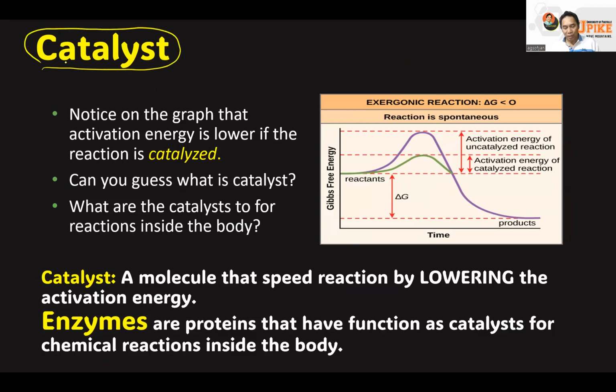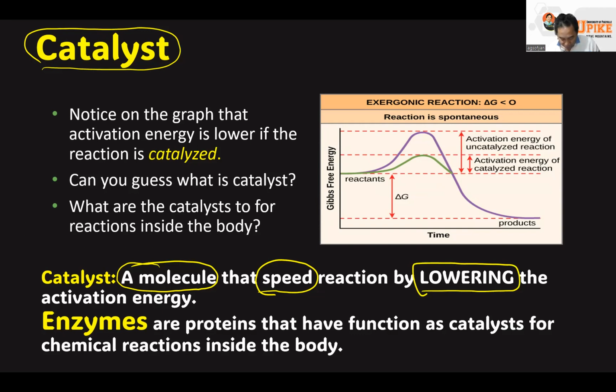So that's the thing that we need, the catalyst, and we produce a lot of catalysts in our body. So what is a catalyst? A catalyst is a molecule inside our cell or inside our body that speeds up a reaction by lowering the activation energy.